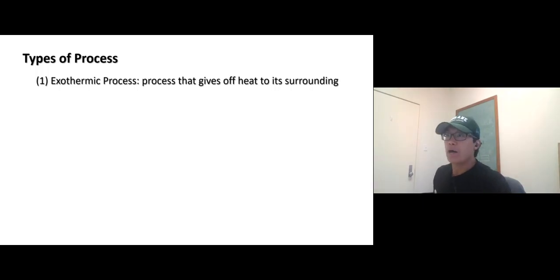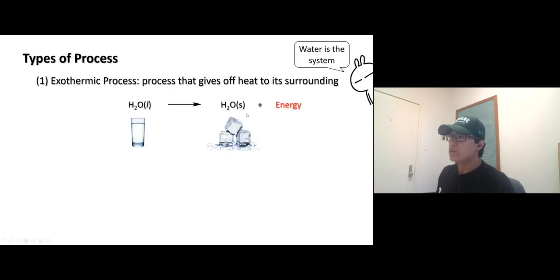All right, now you know what surrounding is, what types of system is. Now let's talk about the types of process. There are two types of process. We have exothermic process, which is the process that gives off the heat to its surrounding. Right? Give you some example here.